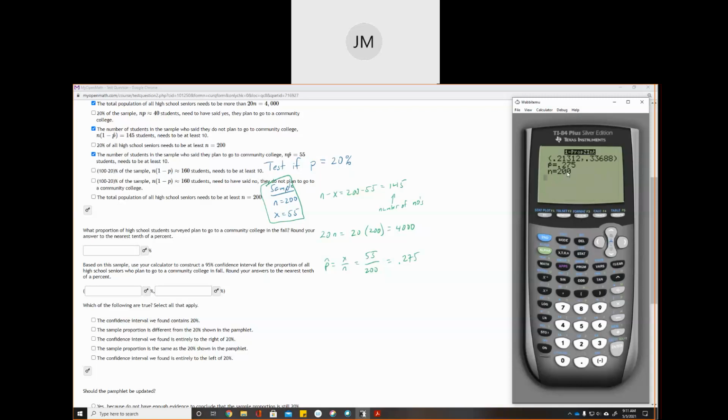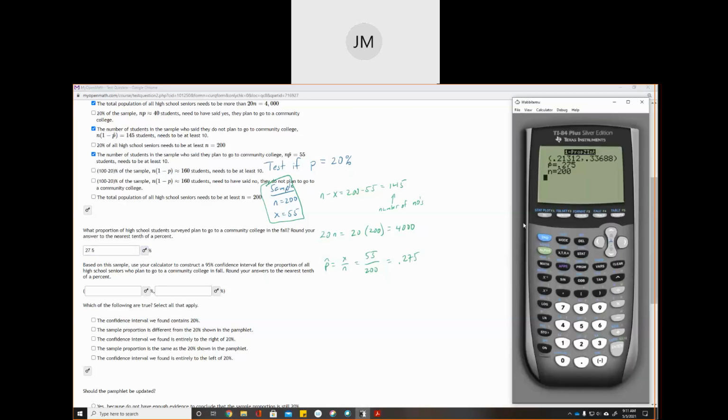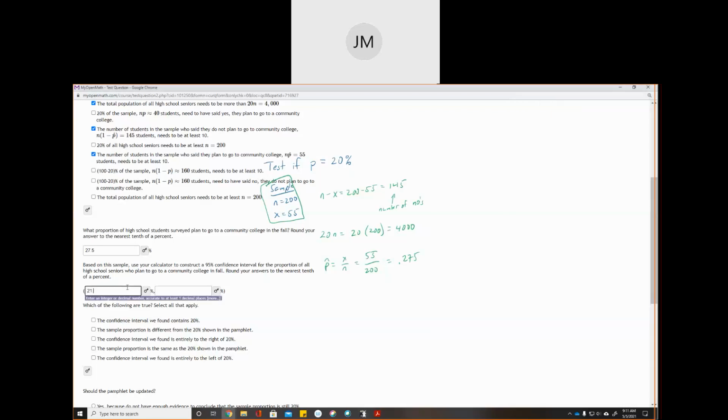I hit calculate, and I can see the p hat, my calculator computes it the same as I did, so 0.275. Here it says to write it as a percentage, so I'm going to move the decimal over to make it 27.5%. And then I have my confidence interval. I'm going to do the same thing and move the decimal over 2 places, so 21.312%. But it says to round to the nearest tenth, so I'm just going to round to 21.3.